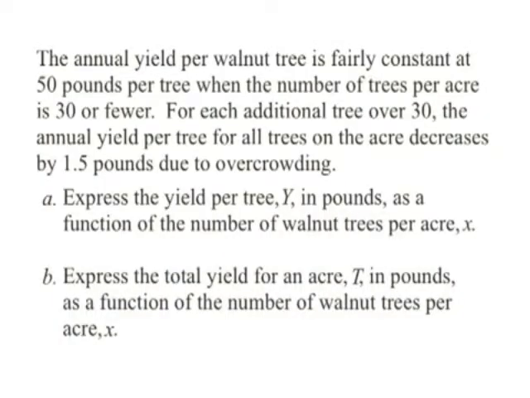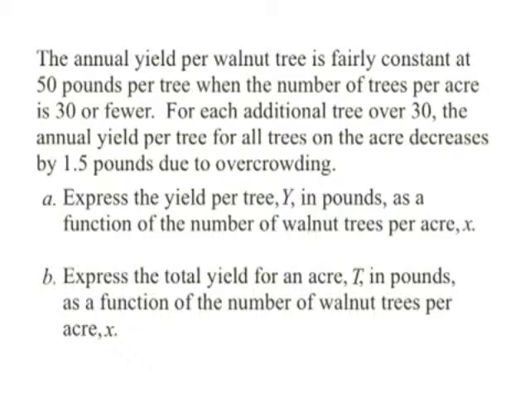The annual yield per walnut tree is fairly constant at 50 pounds per tree when the number of trees per acre is 30 or fewer. For each additional tree over 30, the annual yield per tree for all trees on the acre decreases by 1.5 pounds due to overcrowding. In Part A, we're asked to express the yield per tree, Y, in pounds as a function of the number of walnut trees per acre, X.